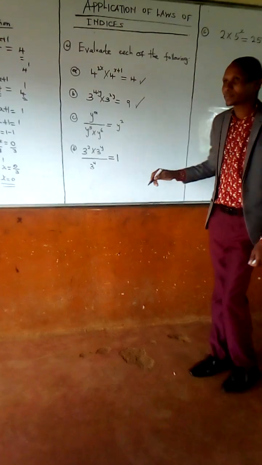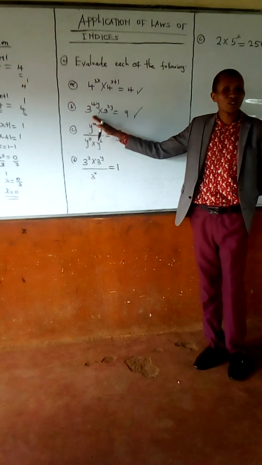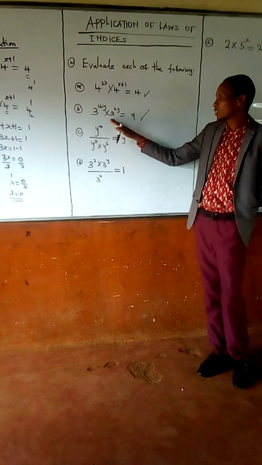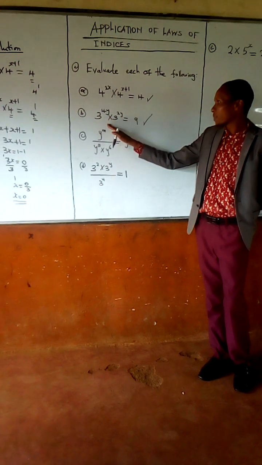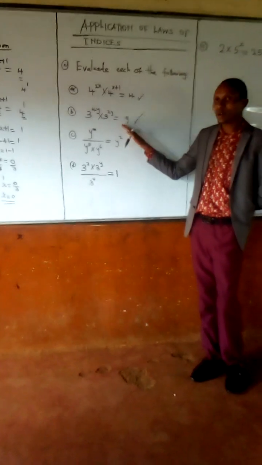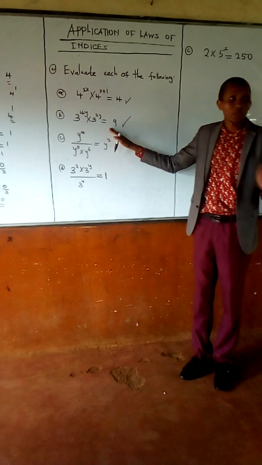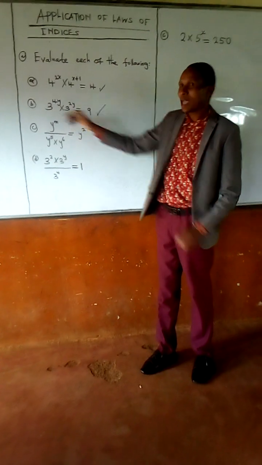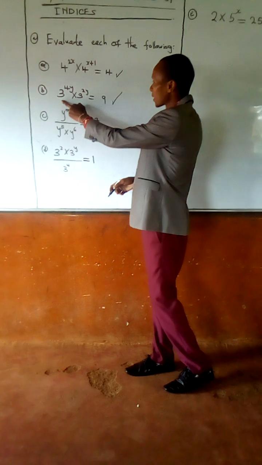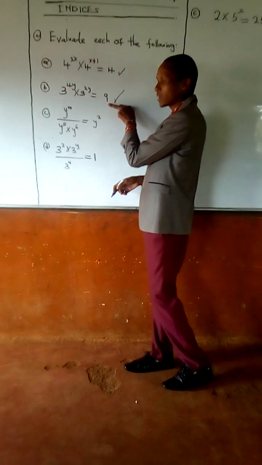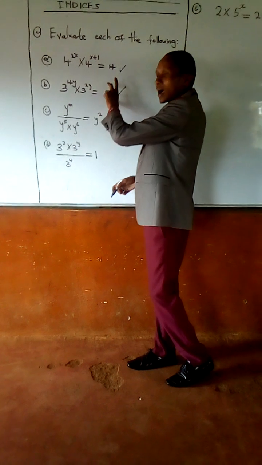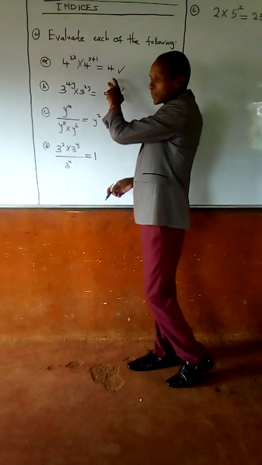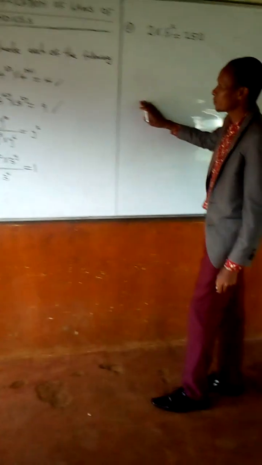The second one. Again, it is applying the rule of multiplication. This is 3 raised to 4y multiplied by 3 raised to 2y is equal to 9. Now, we need to make the bases the same. As you can see, this is 3, this is 3. We also need to express the 9 with base 3 raised to a power, that is the indices. So, this is how we are going to solve.